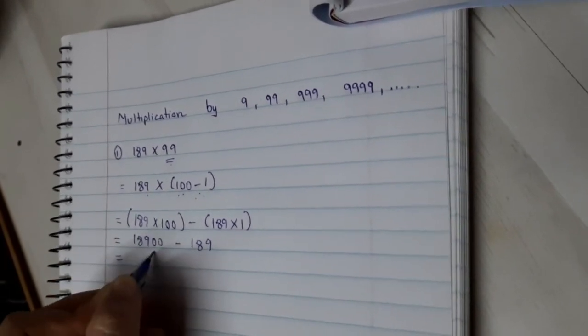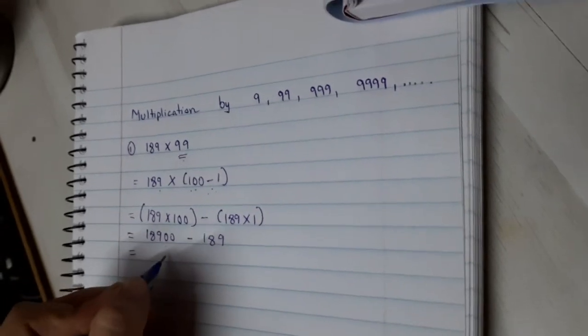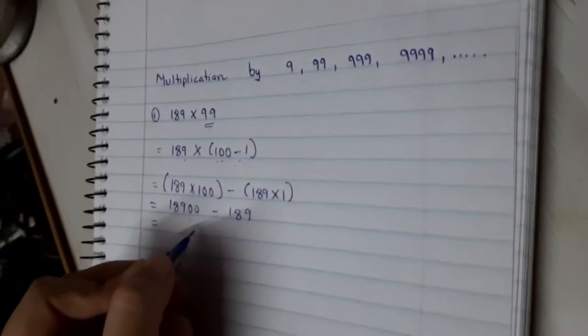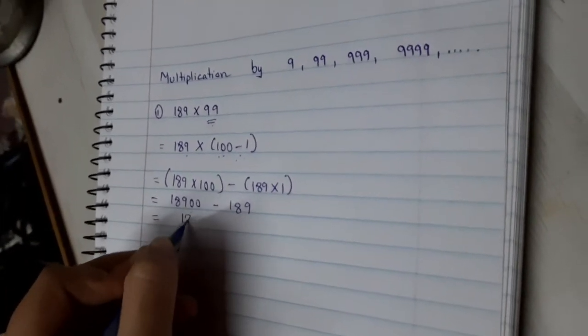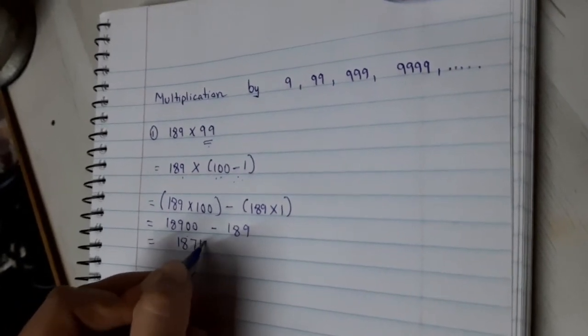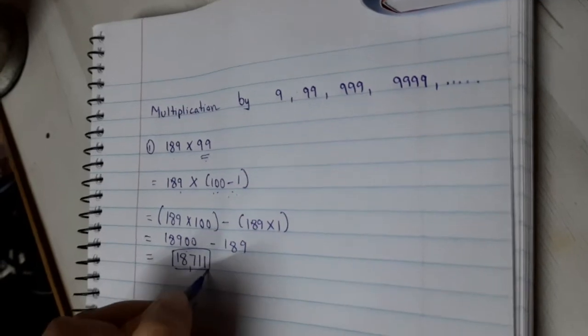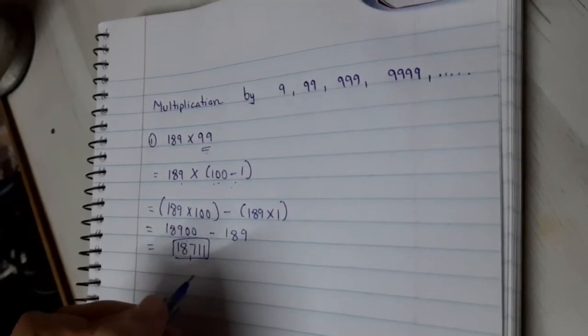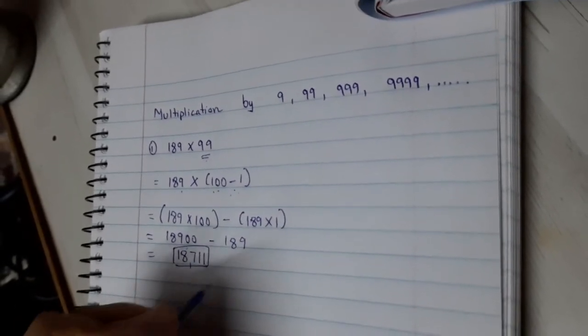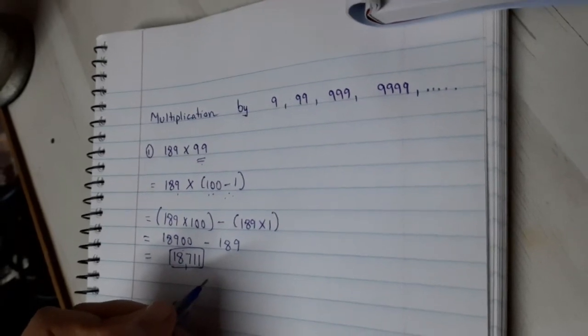What will be your final answer? If you subtract this number, you will get 18711. So this is your final answer. Without any kind of calculation or multiplication, we got this answer.